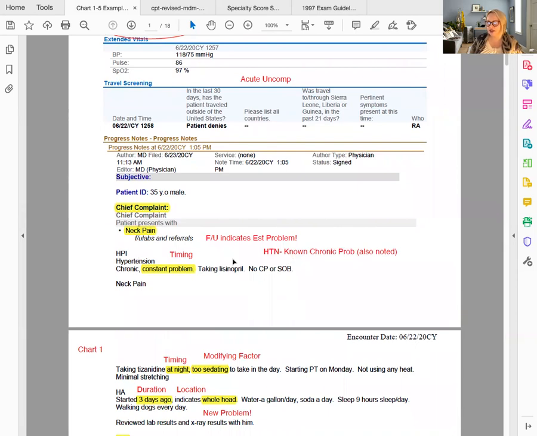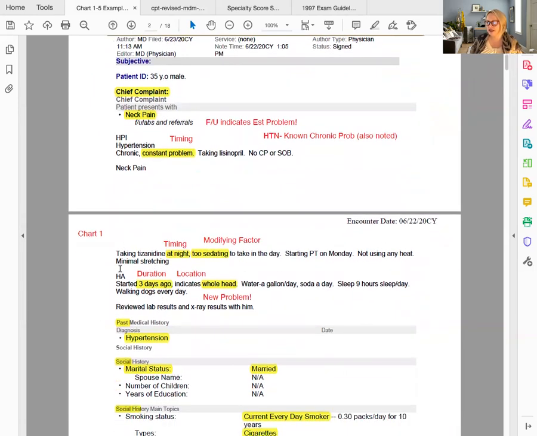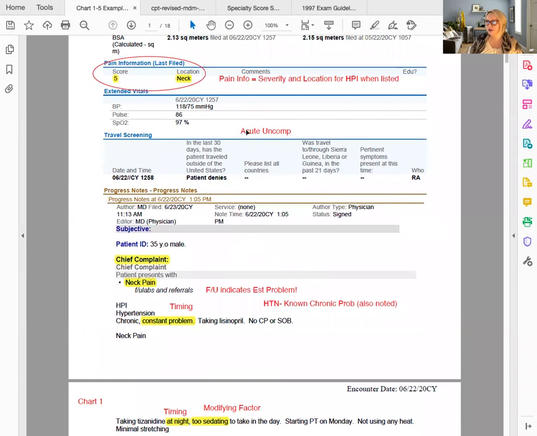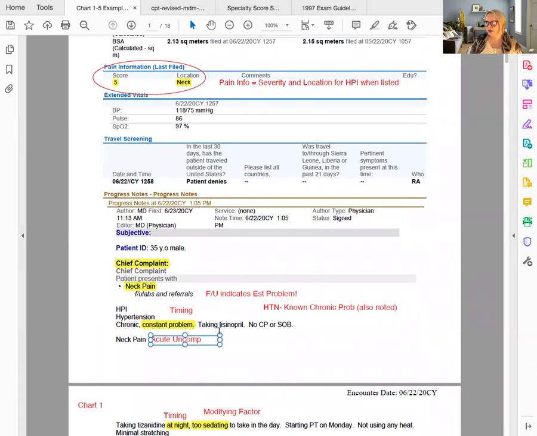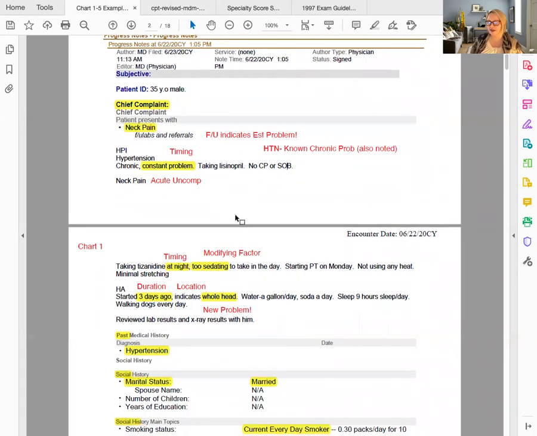They also have hypertension, which is a known chronic problem. The neck pain is assessed here, and this is actually where the acute uncomplicated should be. It's next to the neck pain. So let's put that there, make that more clear. So the neck pain is not considered chronic. There's nothing indicating that it's chronic. And from all of the information here, there's nothing indicating that it's becoming worse or complicated. So we would consider it uncomplicated.